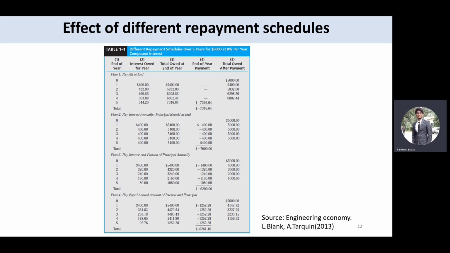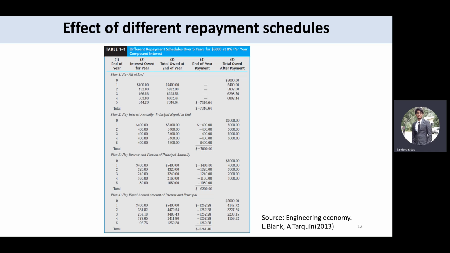Now let's see plan 3. If you have to pay interest and a portion of principal annually, suppose at year 0 you have got $5,000, and the interest will be calculated from the similar formula, that is $400, and the total amount owed at the year end will be $5,400. The amount you will pay is 1,000 from the principal and $400 from the interest. So the amount you will pay is $1,400. So the amount you owe after the payment will be $4,000.